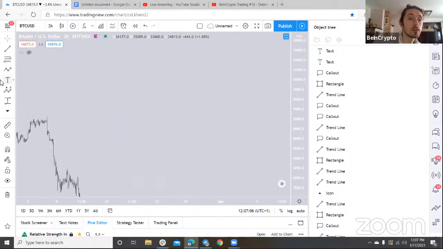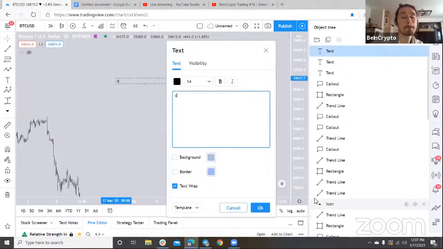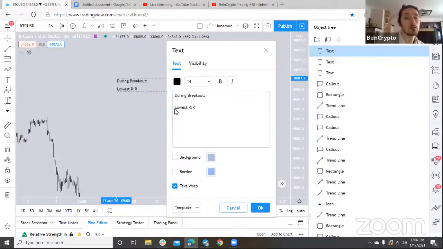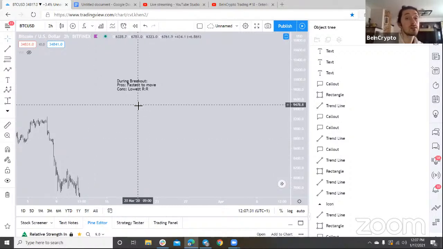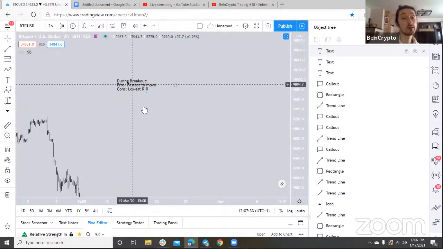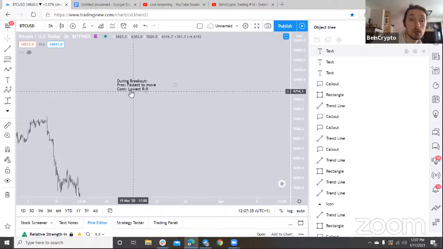So quick pros and cons. This will be the shortest out of the three since I don't really do this. During breakouts, lowest RR, so that's the con. But as a pro, fastest to move, I guess. And it's the riskiest out of the three, so if you're a beginner, I would recommend that you do not do this.